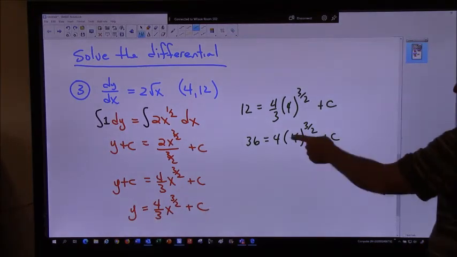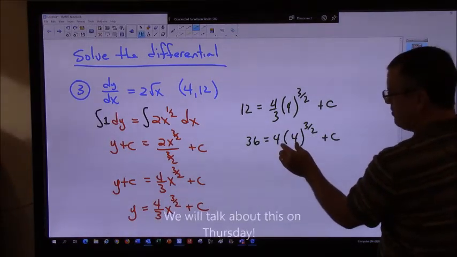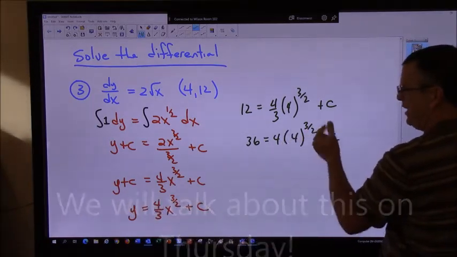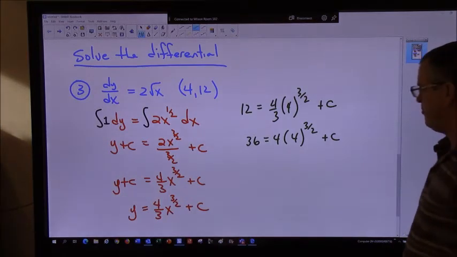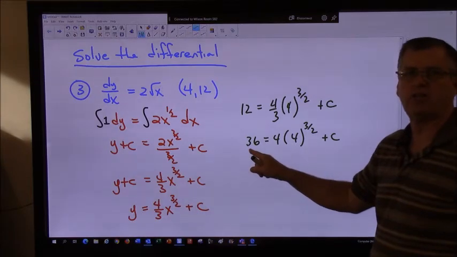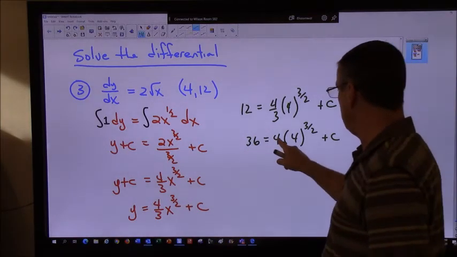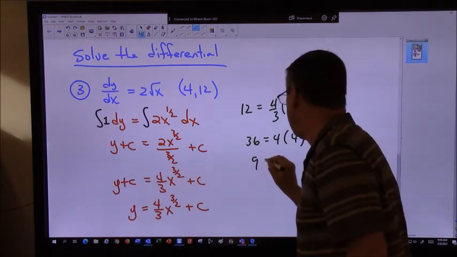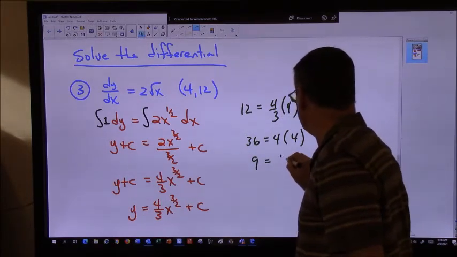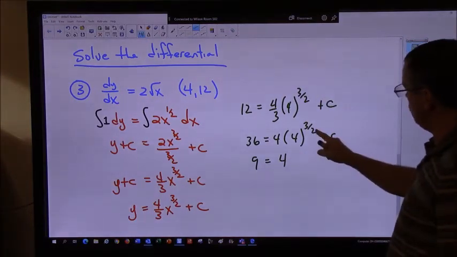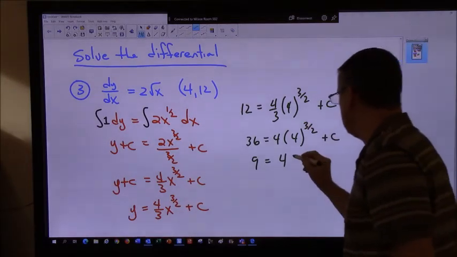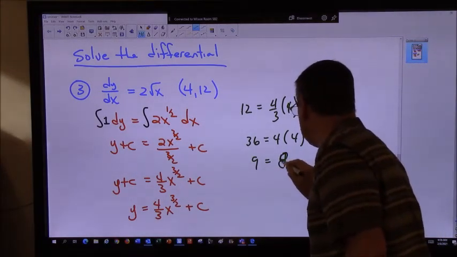You know, could I multiply these? I could, only because the bases are the same. When the base is the same, you add the exponent. So 1 plus 3 halves gives me 5 halves. But probably what we should do is just move it over and divide. Let's just make the numbers smaller instead of making them more complicated. So move that 4 over and divide, you get 9 equals 4 to the 3 halves, let's see, if I take the square root of that, I would get 2. And then cube it, I would get 8. So really, this should be 8.